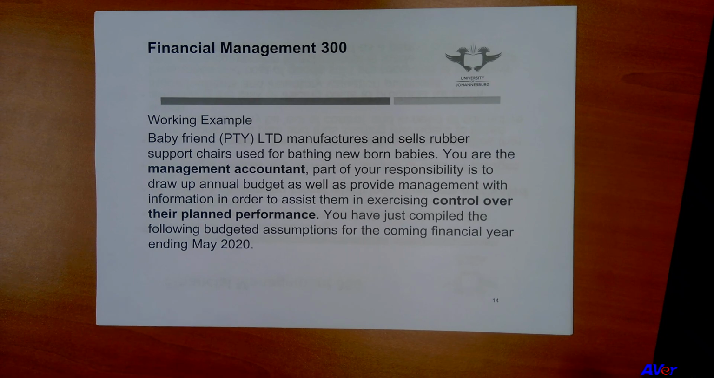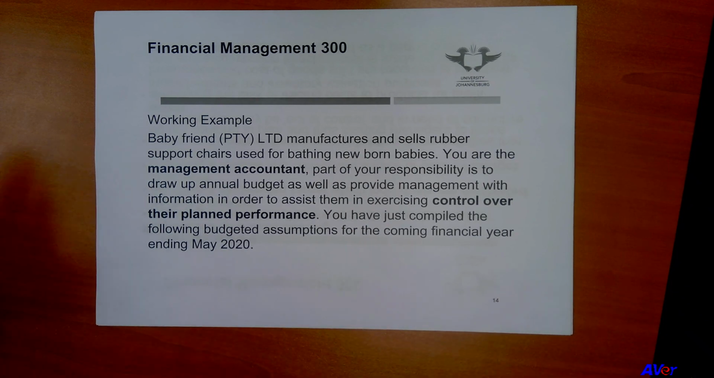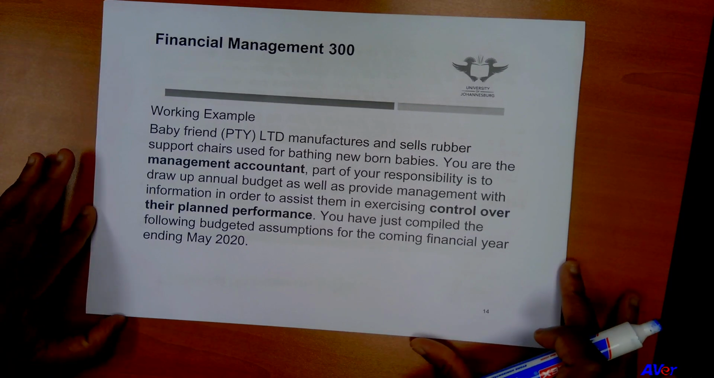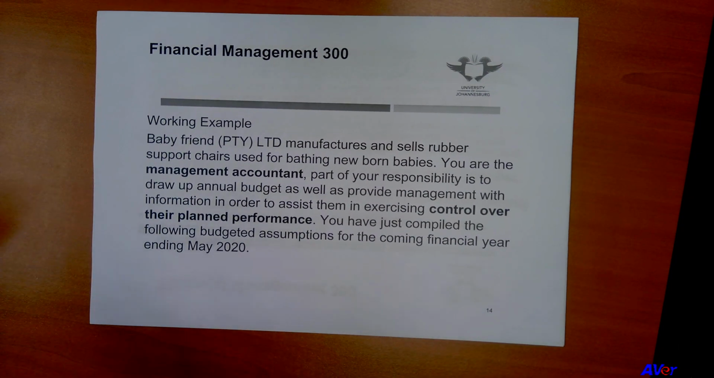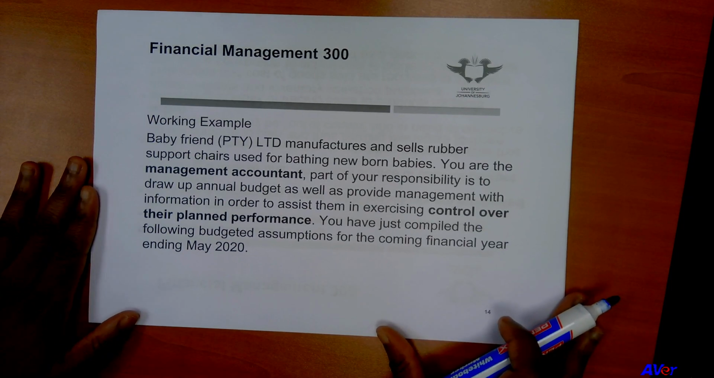Now, what we need to learn from this example, first of all, Baby Friend manufactures and sells rubber support chairs used for bathing newborn babies. You know those, usually they're blue or white, those newborn bath tubs that you buy for baby showers, or you probably bathe in one. I don't know. But those are the bath tubs that this company is making.